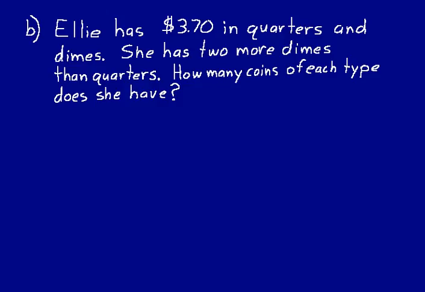Let's try another problem. Let's read this one through. Ellie has $3.70 in quarters and dimes. She has 2 more dimes than quarters. How many coins of each type does she have?